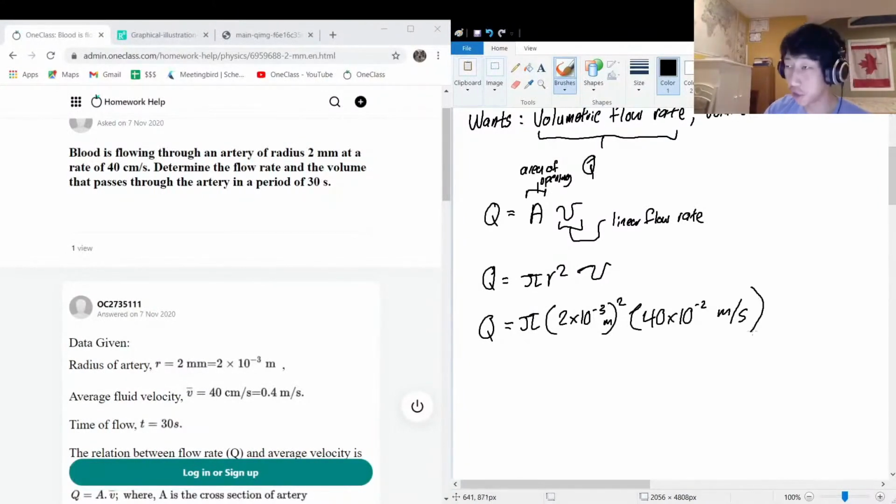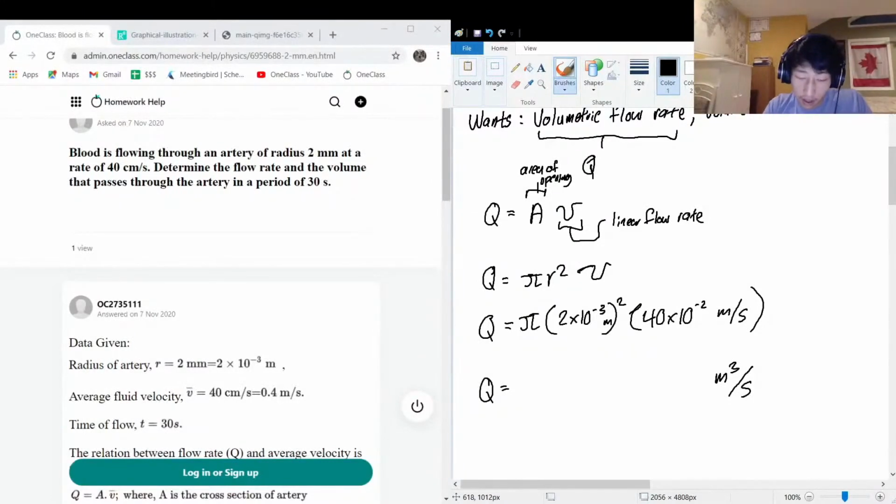Okay, now if we look at our units, you can see that we have meters squared times meters per second. So our final unit is going to be meters cubed per second, which is perfect. That's the volumetric flow rate, the amount of volume. That's the meters cubed per second. Okay, that's great. And for the value of this, let's send it through the calculator and figure it out.